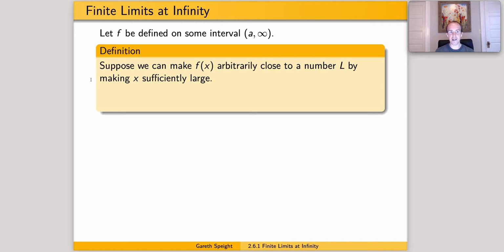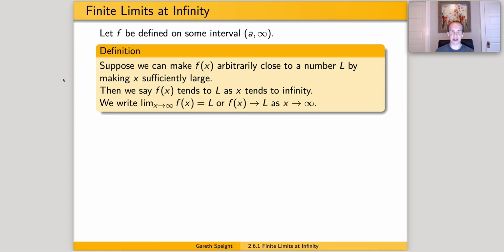So notice here, it looks a lot like the definition of the limit as x tends to a of f of x equal to L. But because now x is not getting close to a, x is tending to infinity, the x sufficiently close to a becomes x sufficiently large. So we just took out one of the ingredients, and added in this ingredient of x sufficiently large because we're interested in x going to infinity. Okay, so suppose we can make f of x arbitrarily close to L by making x sufficiently large. Then we say that f of x tends to L as x tends to infinity. And we write the limit as x tends to infinity of f of x equals L, or f of x tends to L as x goes to infinity.